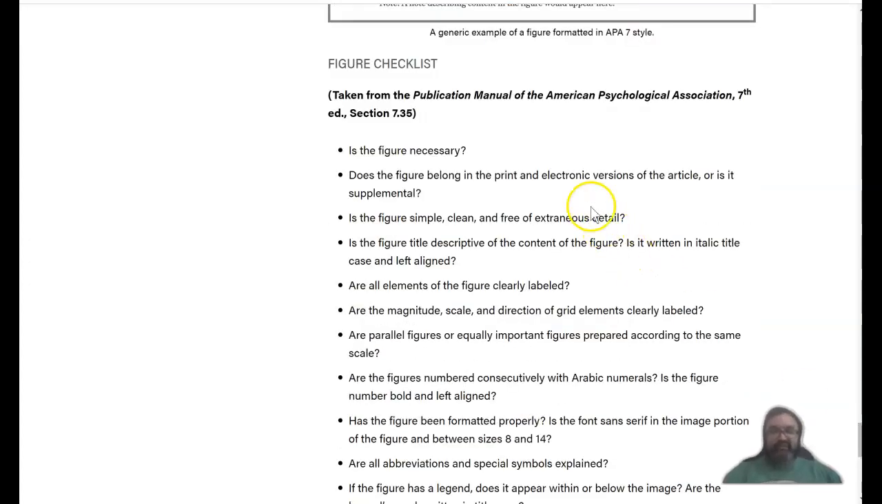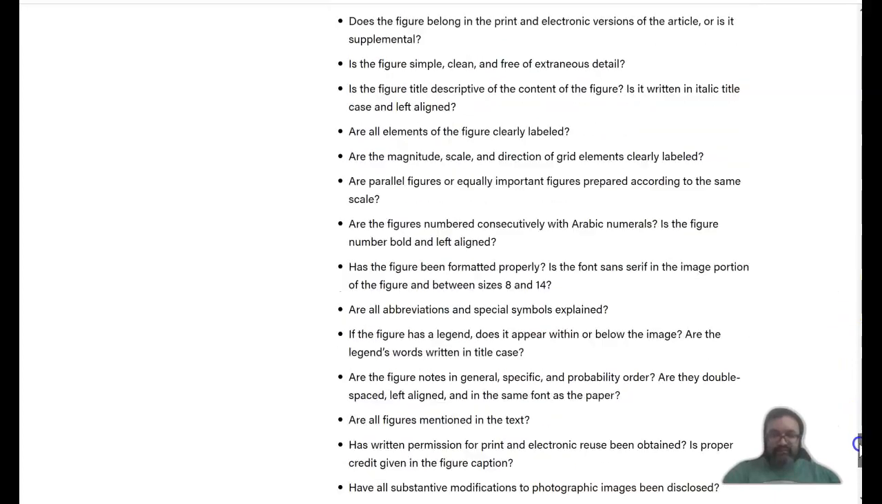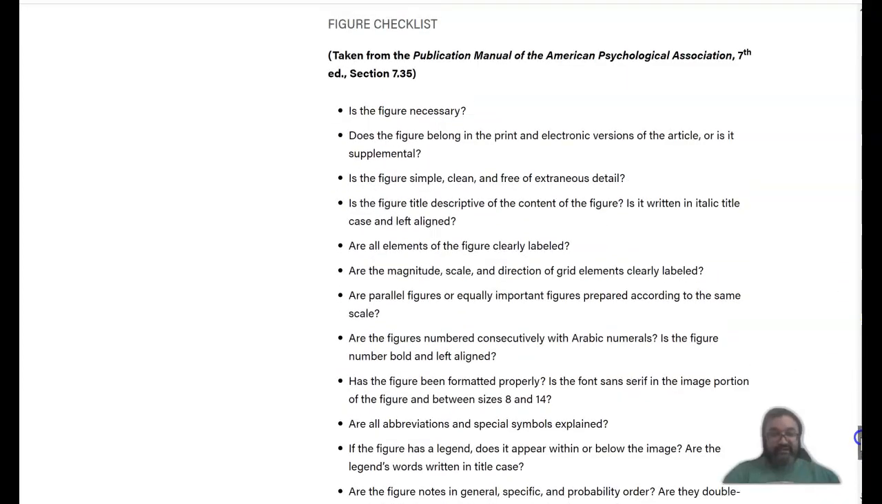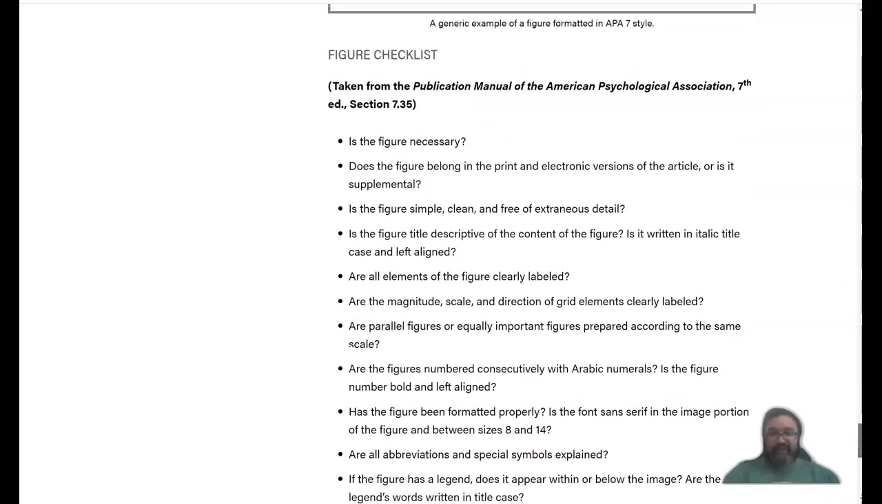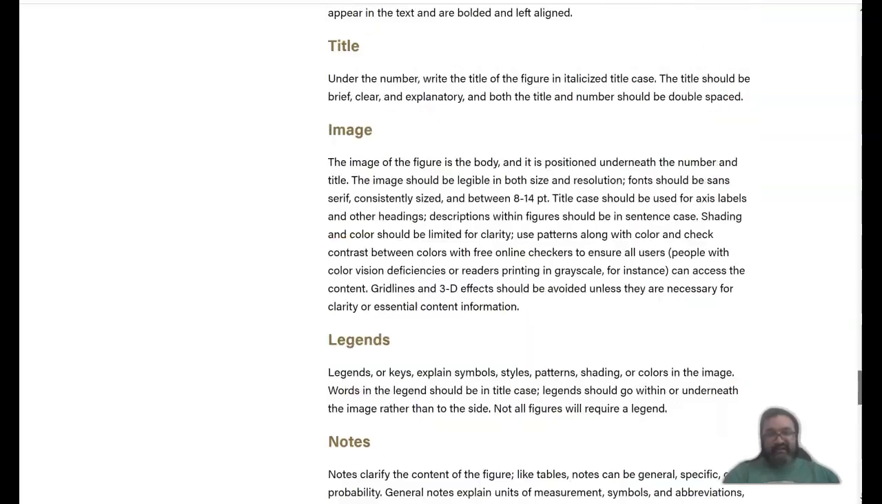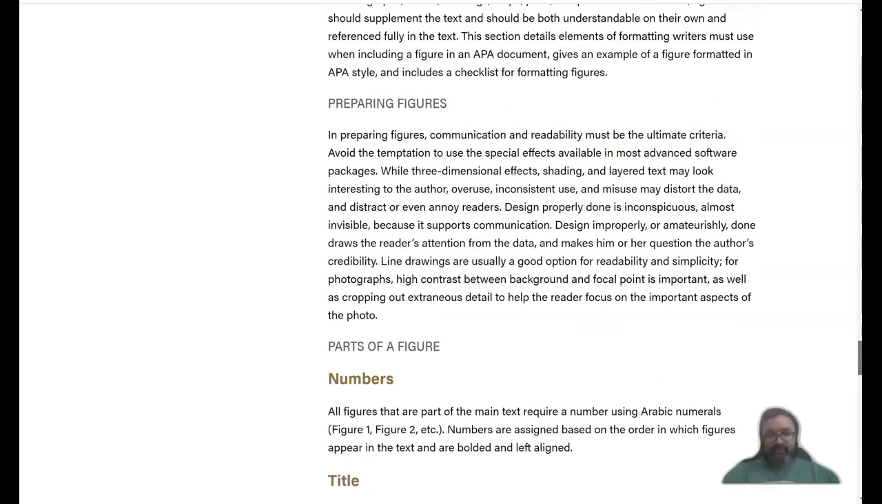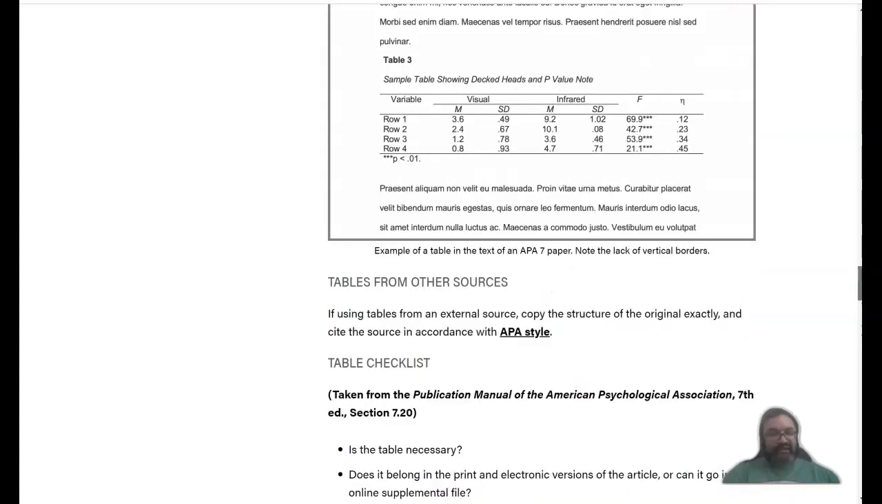And then here's a checklist. You want to go through this. Is the figure simple, clean, and free of extraneous detail? I would just go through these figure checklist, table checklist to make sure that you have the pertinent information there.